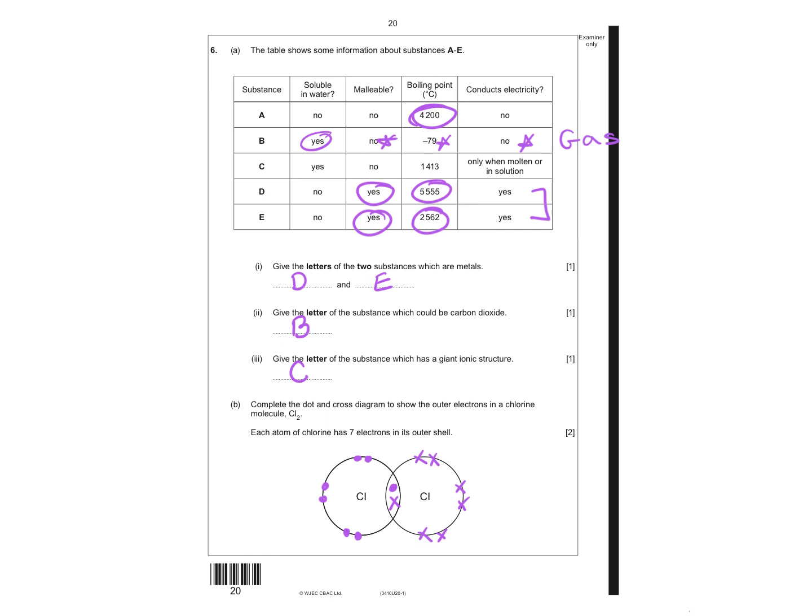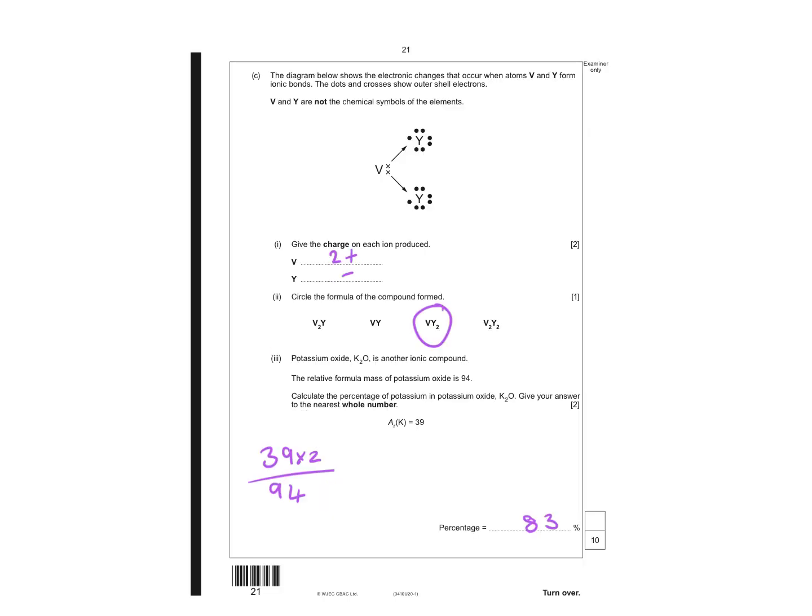Give the letter of substance which is a giant ionic structure. This one straight away, because that's a property of ionic compounds. Complete the dot and cross diagram to show the outer electrons of chlorine. So they have 7. Again, a really nice question. They've given you quite a lot of information there. Remember, you've got your shared zone with them 2 electrons. Again, a little bit of an ionic bond.